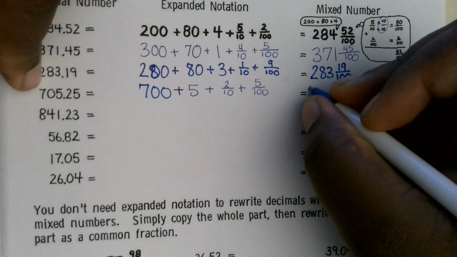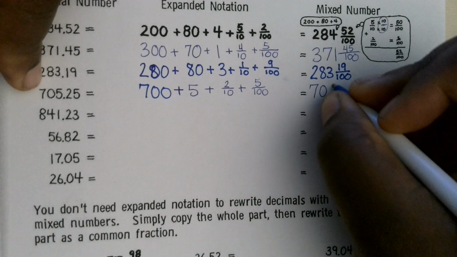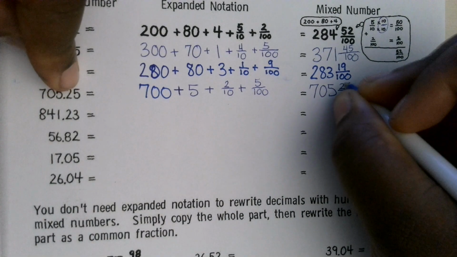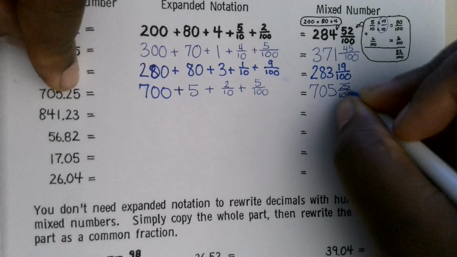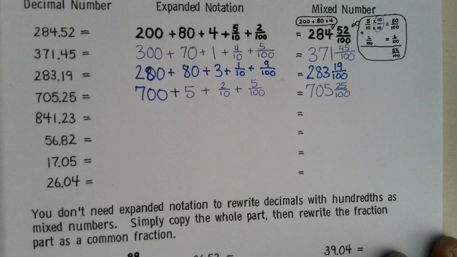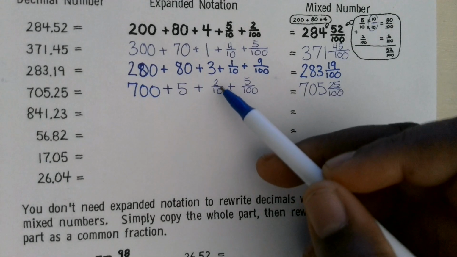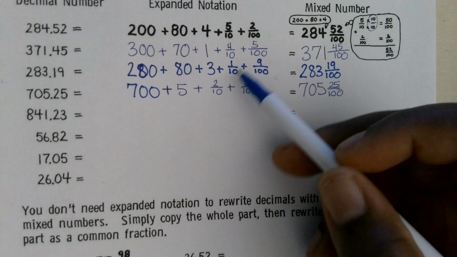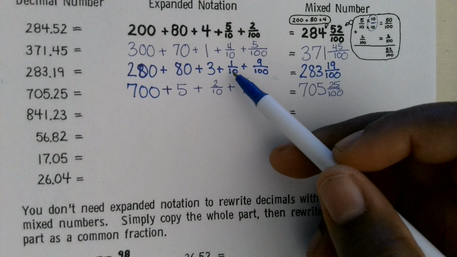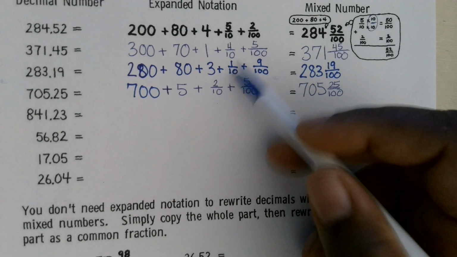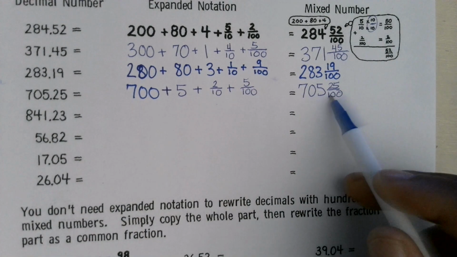705 is my whole number part. So 705 and 25 hundredths. And so you can read them straight from the decimal part. We're using equivalent fractions. 2 tenths is the same thing as 20 hundredths. 1 tenth is the exact same amount as 10 100ths. Things like that. But we can read it straight from the decimal part.